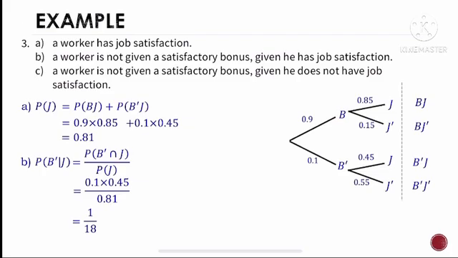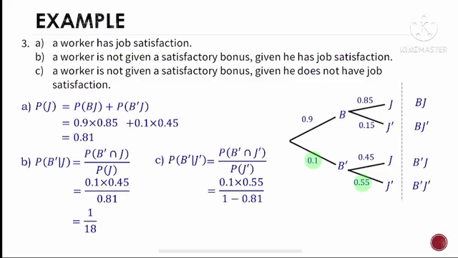Question C is, a worker is not given a satisfactory bonus given he does not have job satisfaction. This is conditional probability B prime given J prime. It equals to probability B prime intersect J prime divided by P(J prime). Probability B prime intersect J prime is 0.1 multiplied by 0.55. Probability J prime is 1 minus P(J). So the answer is 11/38.